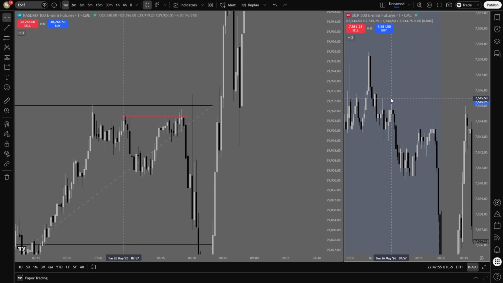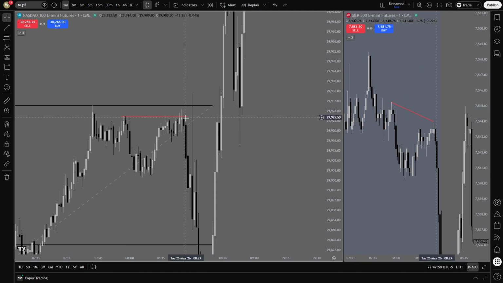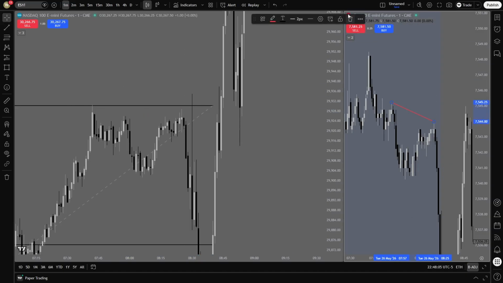See right here, high, lower high, high, higher high. SMT divergence. If you need me to make a video on that, I can. Just ask in the comments.